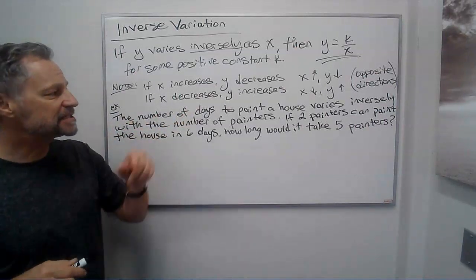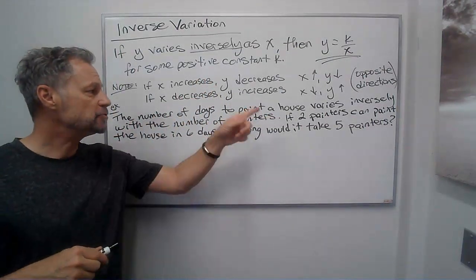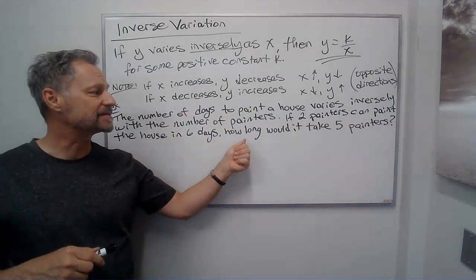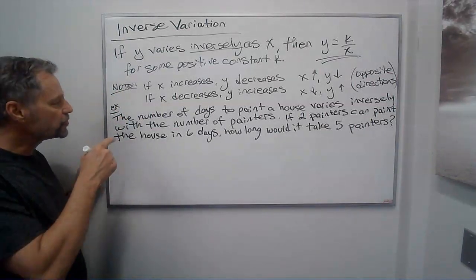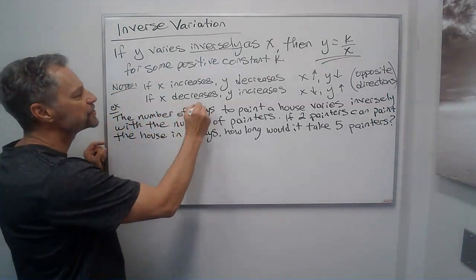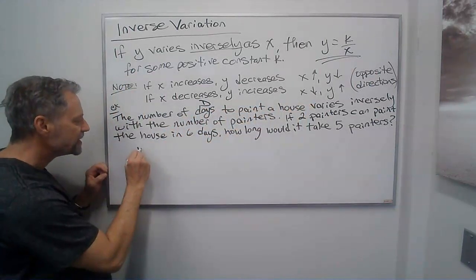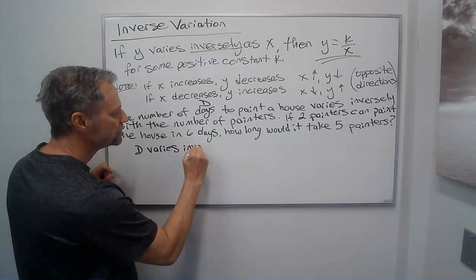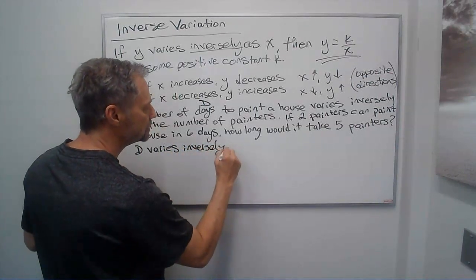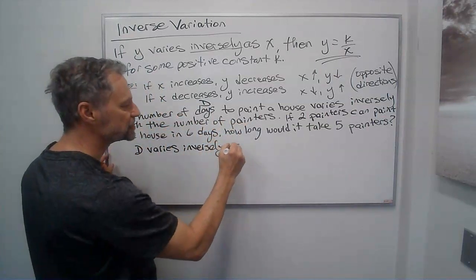The number of days to paint a house varies inversely with the number of painters. If 2 painters can paint the house in 6 days, how long would it take 5 painters to paint the house? So let's go through. The number of days, we're just going to call this D, to paint a house varies inversely with the number of painters. We'll call that painters.